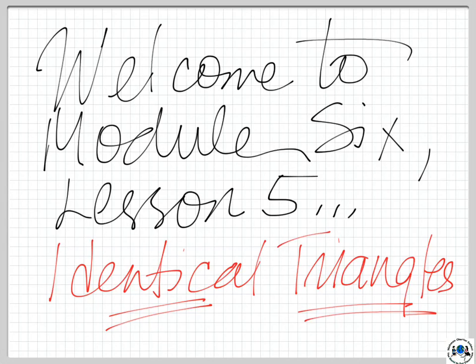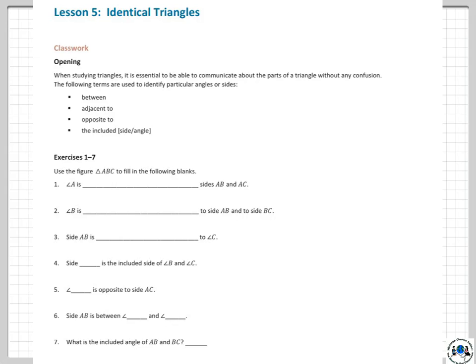Just a heads up, Exercise 7 in this problem set, Lesson 5, Exercise 7, is supposed to be exploratory, so don't expect to get an exact answer with your knowledge after this, okay? So don't worry about that. Okay, so here we go.